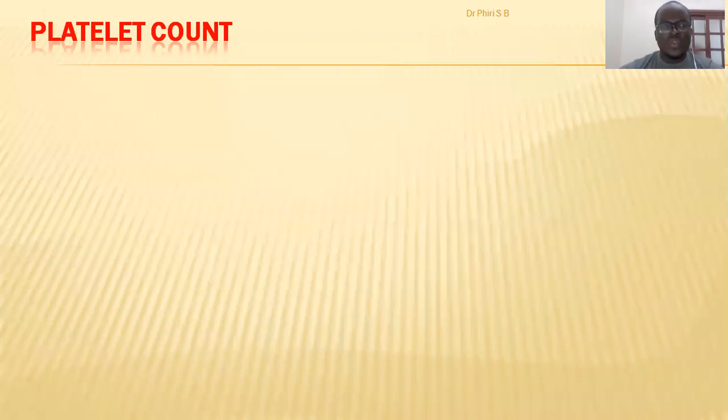So how can you do a platelet count to ascertain how many platelets this patient or person has? There's a technique. It's similar to the white blood cell count and red blood cell count. We use the improved Neubauer chamber. The improved Neubauer chamber can also be used to do platelet counts, but there are materials that you need.